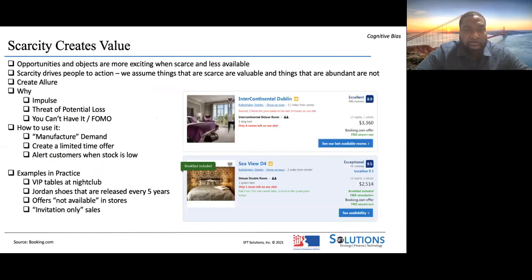Another thing to think about with regard to the psychology is that scarcity creates value. I know that we were talking about this a little bit before on how we want to serve all our customers.